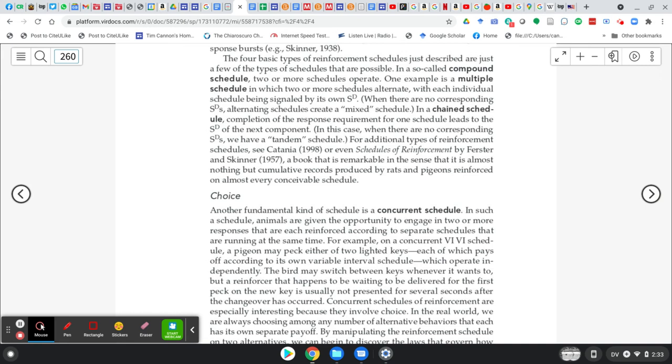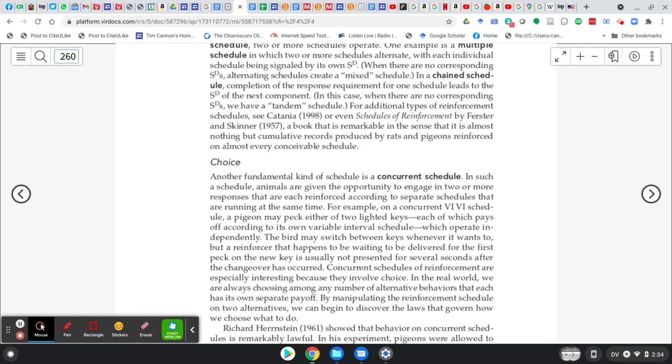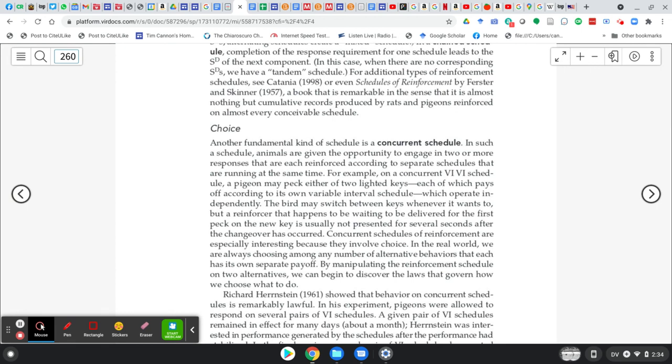First and Skinner, I have that somewhere. It's just loaded with cumulative records. You really have to understand cumulative records to understand this particular part of the field.